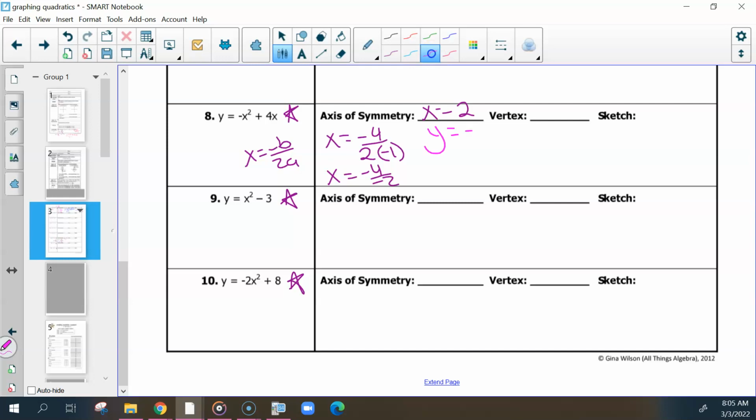So negative 2 squared plus 4 times 2. Again, you can put that in your calculator or do it by hand. What is your y value? So our vertex here is 2, 4.